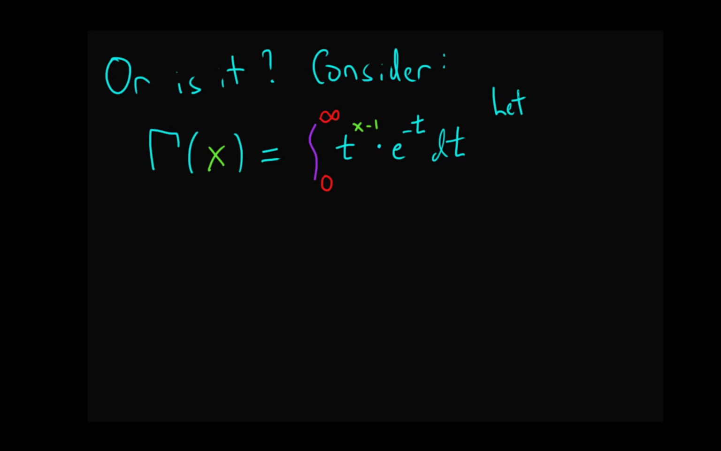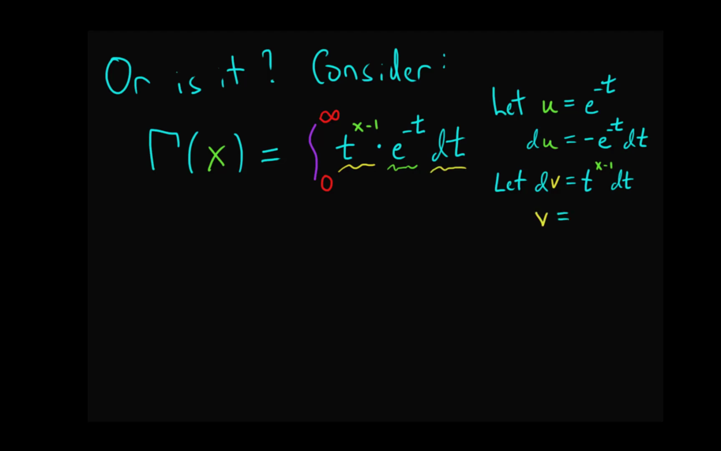Well, sometimes it honestly just takes trial and error, but it turns out that for this integration by parts, the most fruitful approach is to let u equal e to the negative t. So I'll underline that there. U equals e to the negative t. And then differentiating, we have that du equals negative e to the negative t dt. And now we'll let dv equal the rest of this integrand. dv equals t to the x minus 1 dt. And integrating both sides, we have v equals t to the x over x.